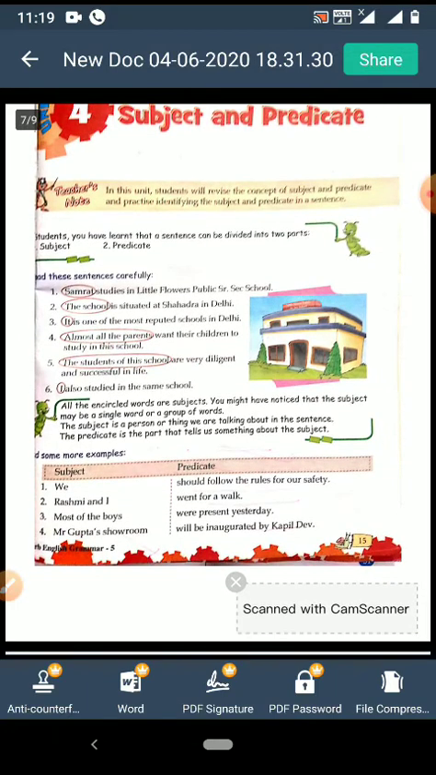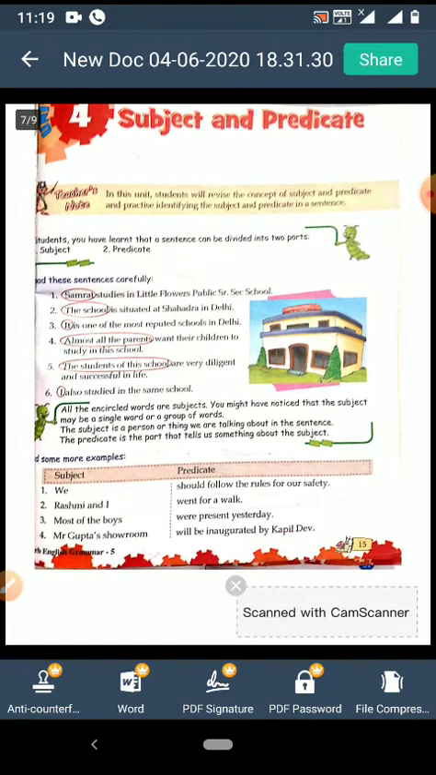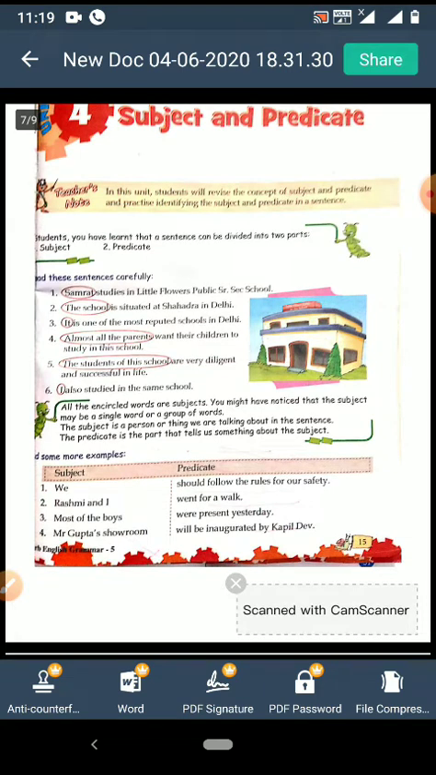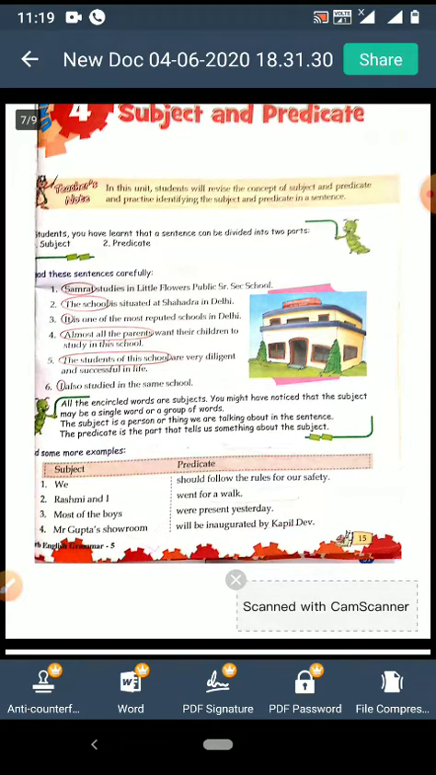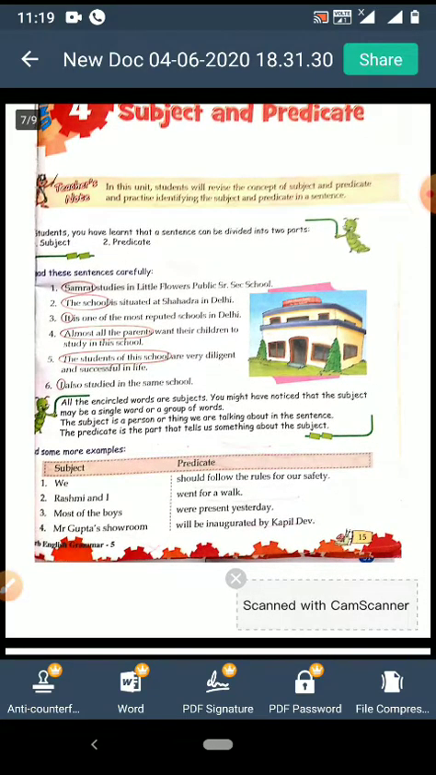Now, let's look at some more examples. Example 1, we should follow the rules for our safety. Now, who should follow the rules for safety? Answer would be we. So, we is the subject, while should follow the rules for our safety is the predicate.